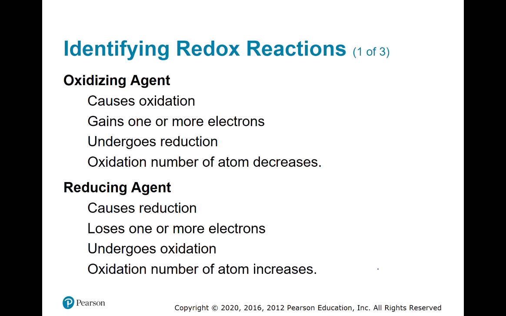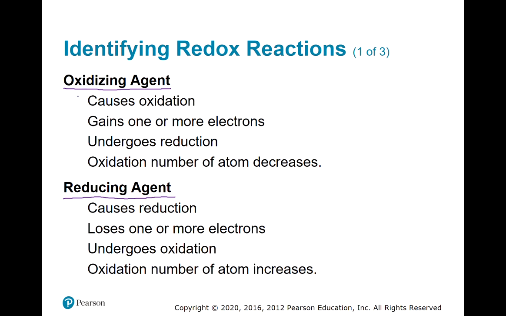Okay, now that we know how to assign oxidation numbers, let's apply this to analyzing redox reactions. When we analyze these, we're going to assign the roles of oxidation and reduction, and also the roles of oxidizing agent and reducing agent. I want to go over these terms because they are a little bit confusing. It makes more sense if you understand why exactly we use these terms.